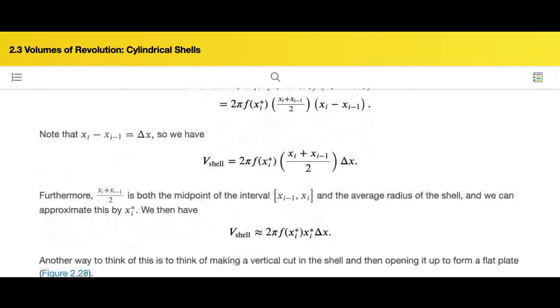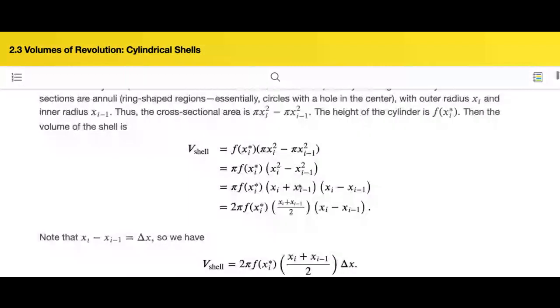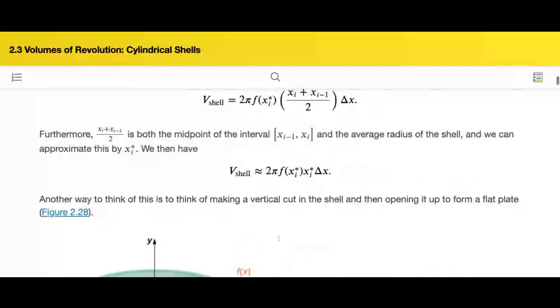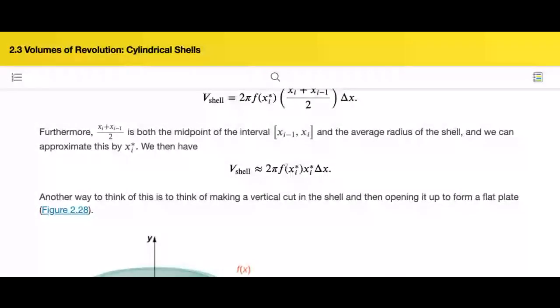Then we have those two quantities: (xi + xi-1)/2 and delta x. Delta x is the difference from xi to xi-1, and (xi + xi-1)/2 is the choosing point. We choose this x star as the middle point of those two. So the shell volume is about 2 pi, times the function value at the chosen point, times the chosen point, times the difference in x. If we cut along the x-axis, this delta x is just dx.